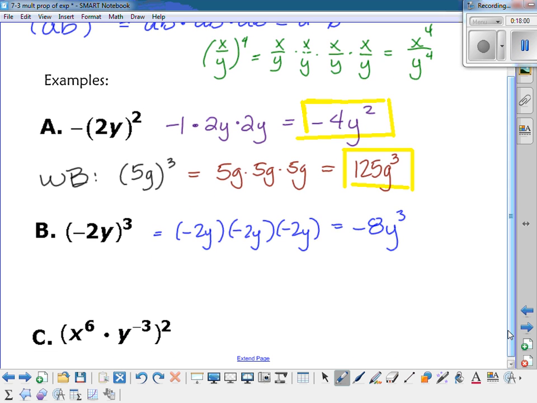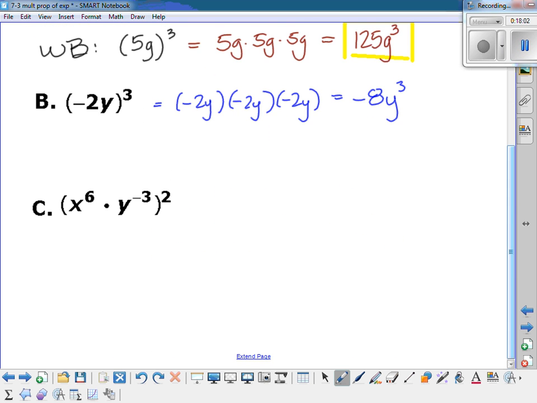Okay, and then another example for your notes here. I've got x to the 6th times y to the -3 inside the parentheses, and then the whole thing is squared. So first of all, I'm going to take care of that negative exponent. I know that that wants to be moved down.